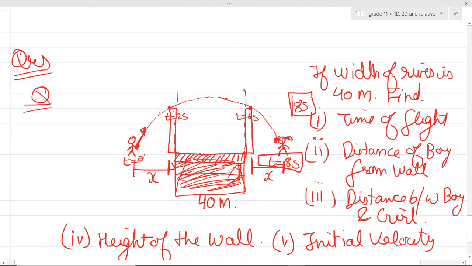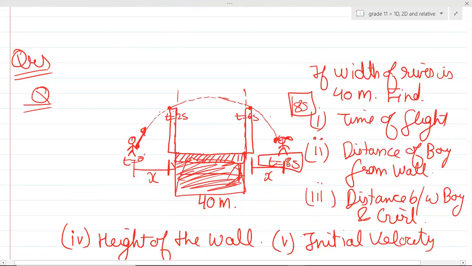Okay. समझ में आया? देखो एक बार फिर से देख. 0 से 2, it goes up in 2 seconds. So from the same height, it will come down in the same time. Right? So 6 seconds plus 2 seconds will be 8 seconds. Okay. So this is time of flight. What about the distance of the boy?